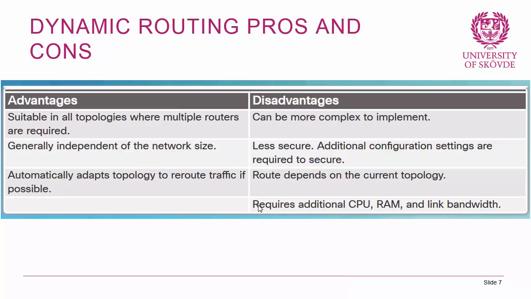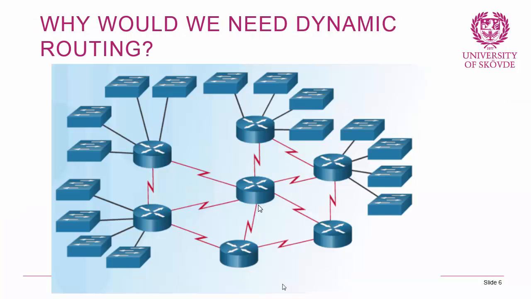So looking at some pros and cons of dynamic routing. First, on the good side, it's suitable in basically all topologies where multiple routers are required. So it won't work if you only have one router, because then it can't share any information. But if there are more routers, then dynamic routing is well suited. Also, it's generally independent of the network size. Say that you want to add a router to this topology, you want to add a router here. If you work with static routing, you're going to have to configure loads and loads of routes on that router. But if you add a dynamic router, you just add it and configure it for dynamic routing, and it's going to learn.